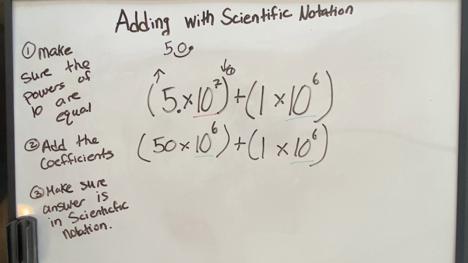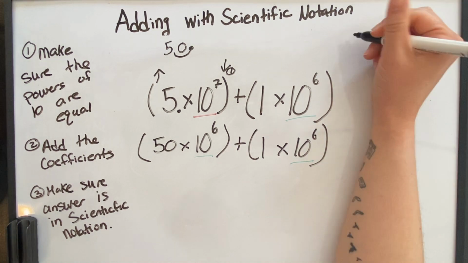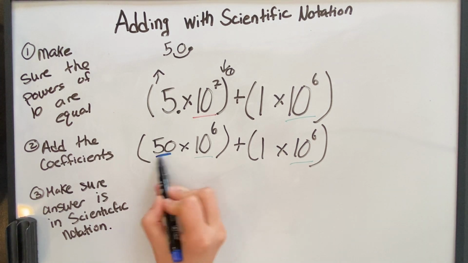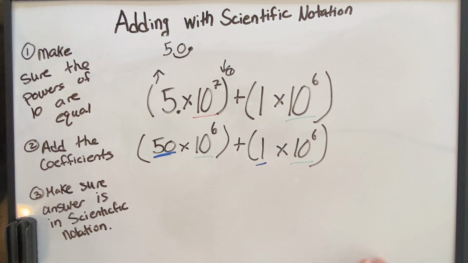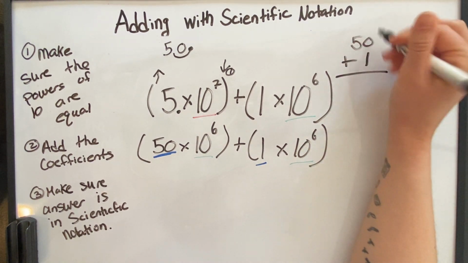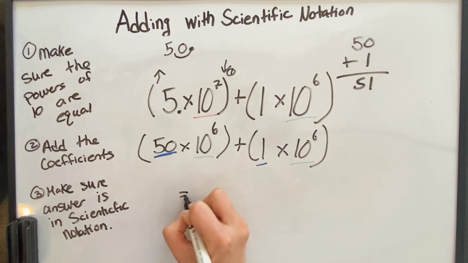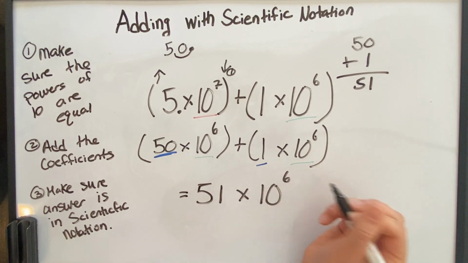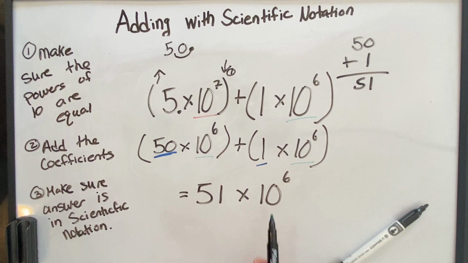Step 2, add the coefficients. So here we have 50. And here we have 1. So we're going to add them because we're working the addition. So that'll be 50 plus 1. So you get 51. So my answer would be 51 times 10 raised to the 6th power. We're going to keep the same power of 10.